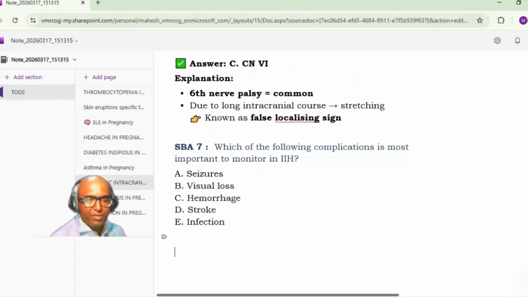Which of the following complication is... wait, doctor, just wait. Yes.